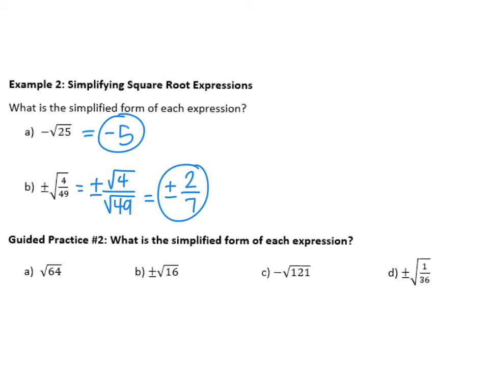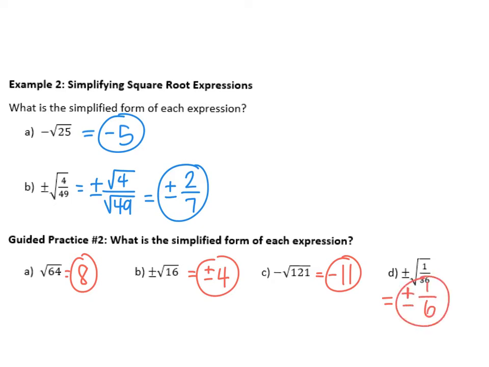Alright, I'm going to do some more of these with you. So the square root of 64 is going to be positive 8. Plus or minus the square root of 16 is going to be plus or minus 4. Negative square root of 121 is going to be negative 11. And then plus or minus the square root of 1 over 36 is going to be plus or minus 1 over 6.